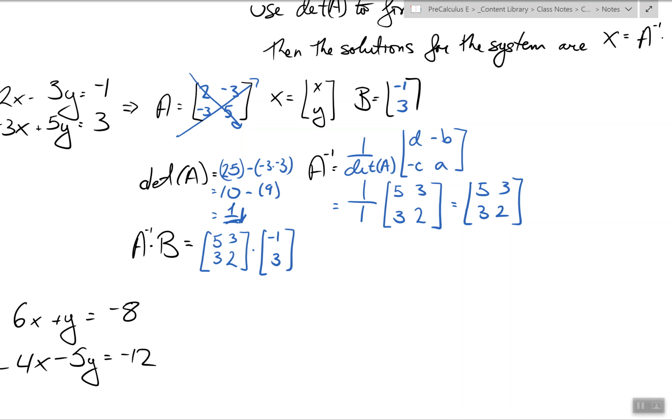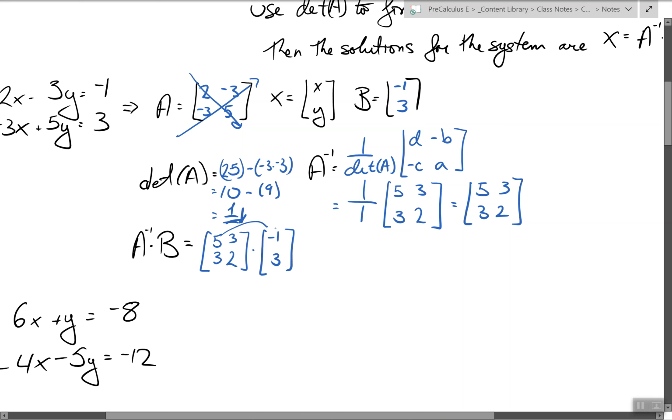But what we have here is rows to columns, so the 5 goes with the -1, and the 3 goes with the 3, so we should end up with 5 times -1 plus 3 times 3. Okay, so that's going to be our first answer there. And then we will have 3 times -1 plus 2 times 3.